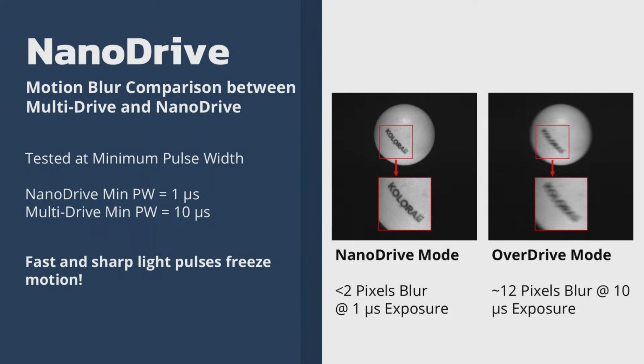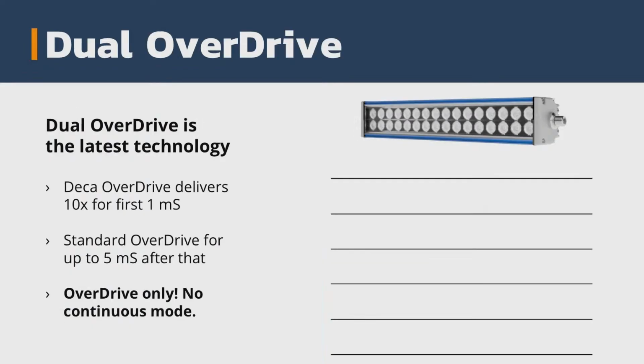So you can see in the extreme case, if I was getting down to minimum exposures of something traveling at very high speed, all this light helps me get to the right exposure level, but it's the NanoDrive that gives me the ultimate edge at freezing that motion. So we want to use NanoDrive where we need fast and sharp light pulses to freeze motion.